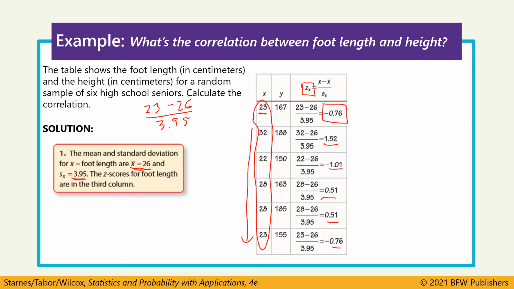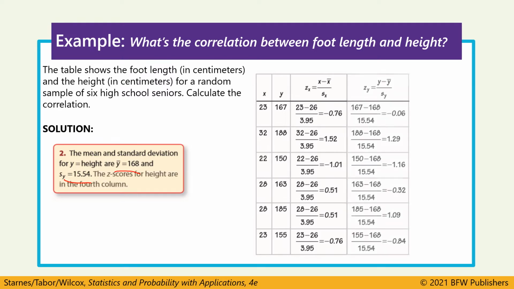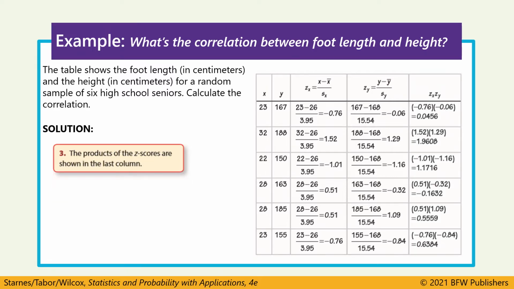Now we do the same thing for the y values. Again, we'll use technology to get that standard deviation and mean given here, and we find z-scores for all of those y values. Now in the last column in our table, we're going to multiply those zx's and zy's for each individual.